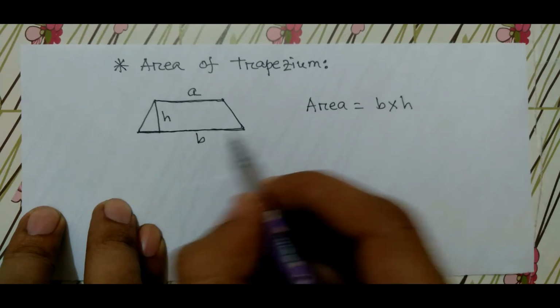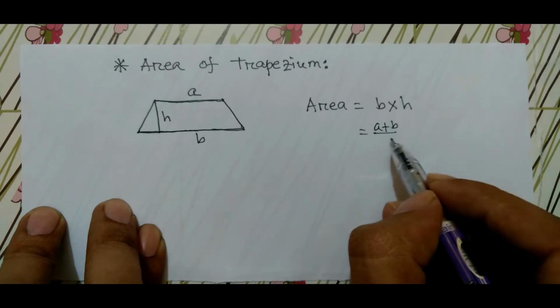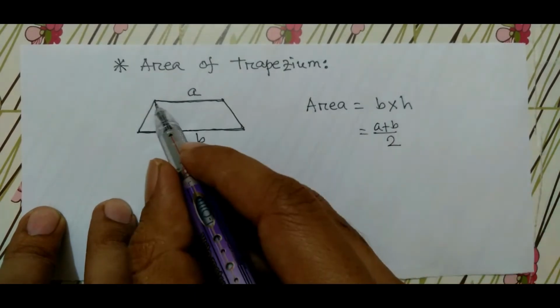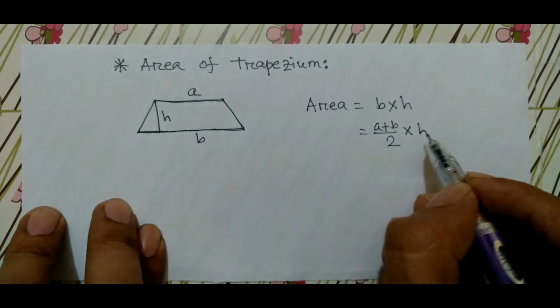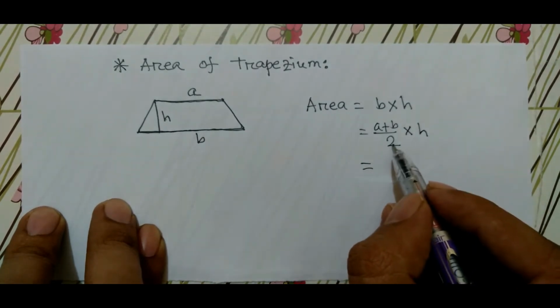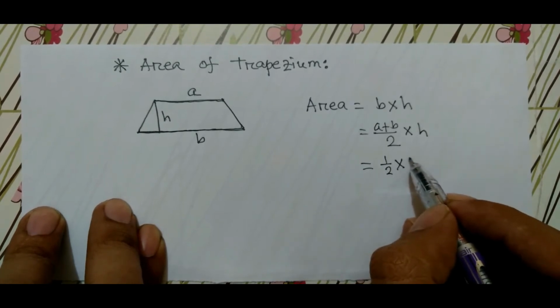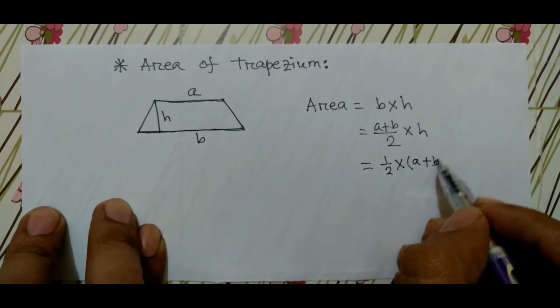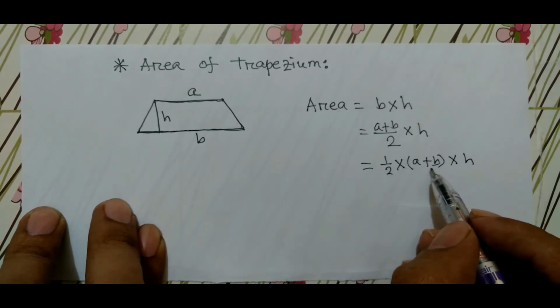To solve this problem, we will take the average of A and B. Now if we take the average of A and B, then the base will be A plus B divided by 2 and our desired height is h. So the height h will be unchanged. Now if we take the half before all terms, then the formula will be half multiplied by A plus B multiplied by h. This is the area of trapezium.